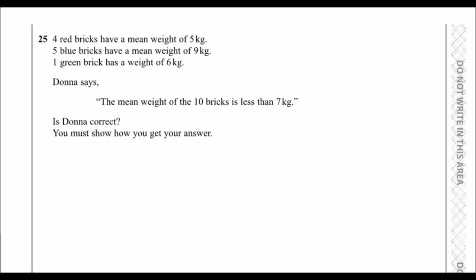Question 25. Four red bricks have a mean weight of 5 kilograms. Five blue bricks have a mean weight of 9 kilograms. One green brick has a weight of 6 kilograms. Donna says the mean weight of the 10 bricks is less than 7 kilograms. Is Donna correct? So we've got four bricks with a mean weight of 5. So in total, they weigh 4 times 5, which is 20 kilograms.